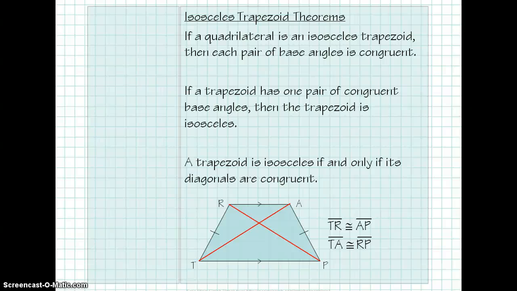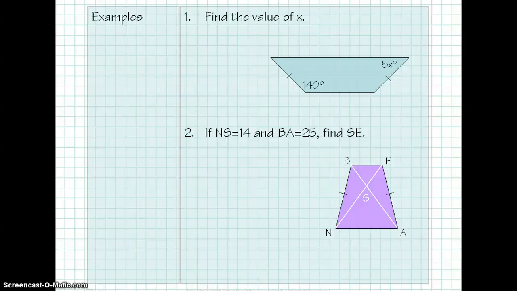Okay. So we've got some examples here. Find the value of x. Well, because this is isosceles, I know that my base angles are congruent. So the two obtuse angles are both 140, and the two acute angles are 5x. And I know that my acute and my obtuse have to add up to 180. So I can set up my equation as 5x is equal to 40, because 180 minus 140 is 40, which means that x is going to be 8.